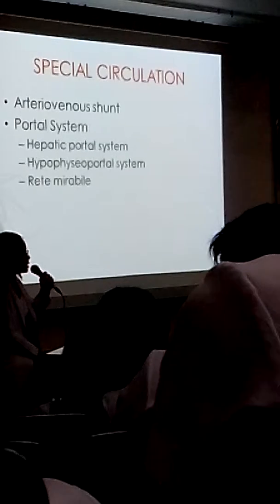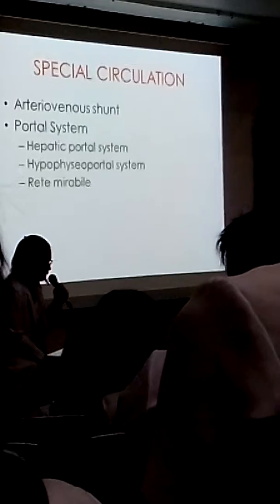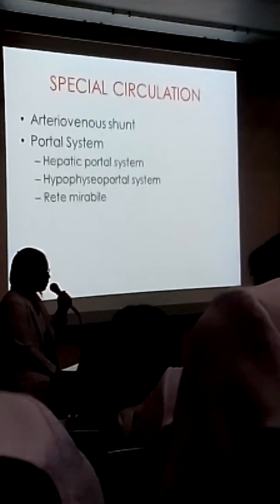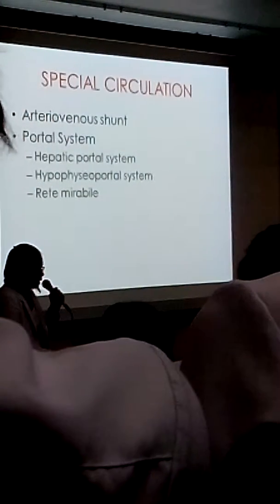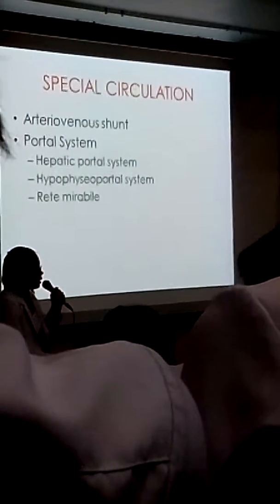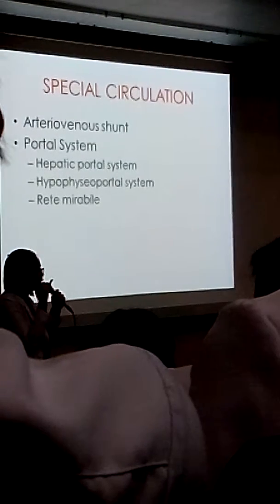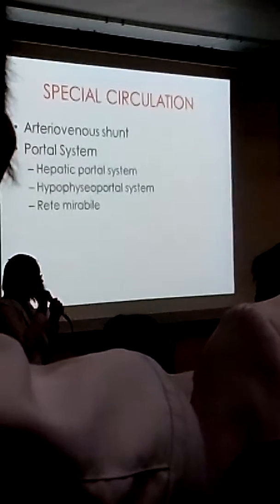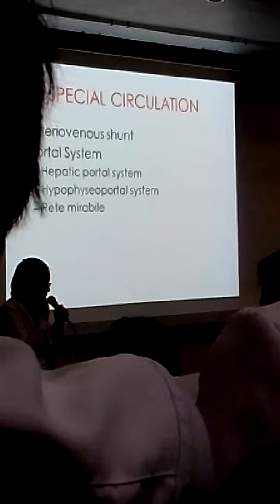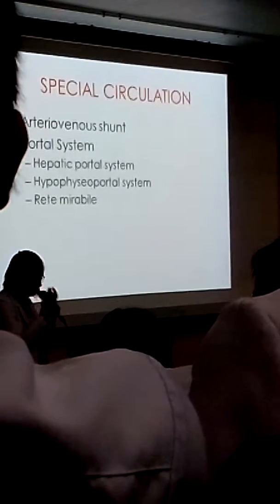What are AV shunts? Where can they be found? So they are basically a connection between your arteries or arterioles and your venules, which bypasses your capillaries. So they can be found, for example, in the fingertips, nose, lips, and erectile tissue in your penis and clitoris.